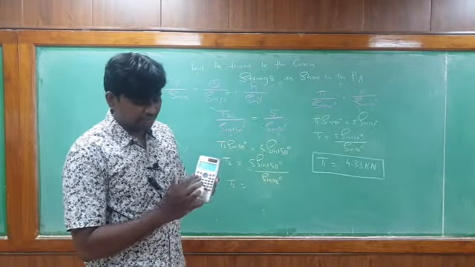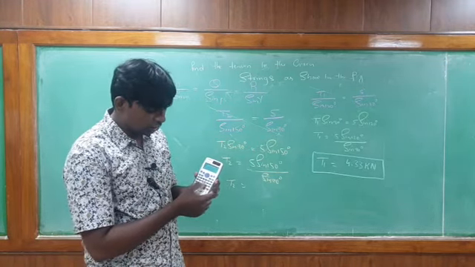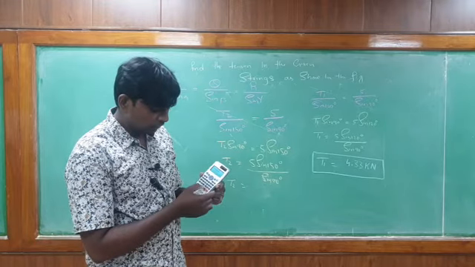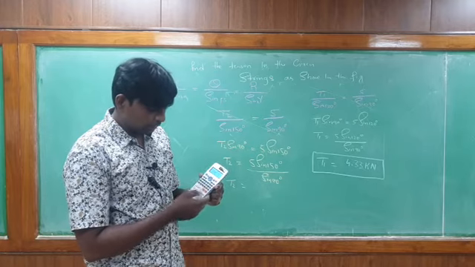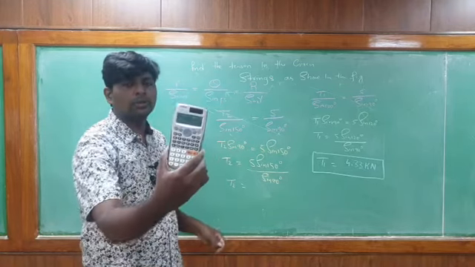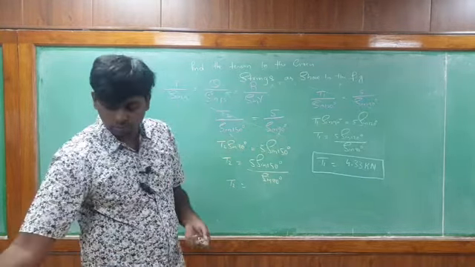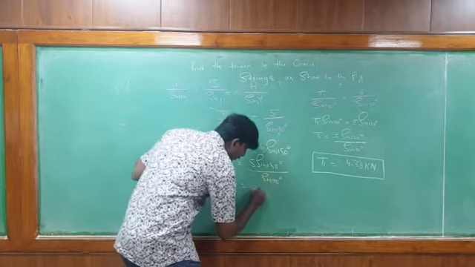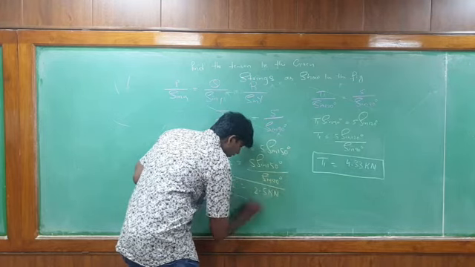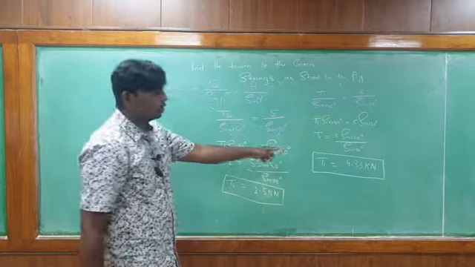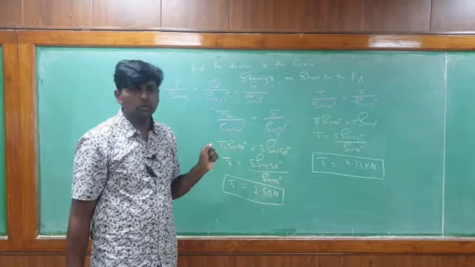Fraction button, first row, second, third row. Then 5 into sin 150, then sin 90. How much do you get? 5 by 2. Go for fraction, that is 2.5 kilonewton. This one is your T2. Here you got the value of T1 and here you got the value of T2. Like this you have to solve the problem.